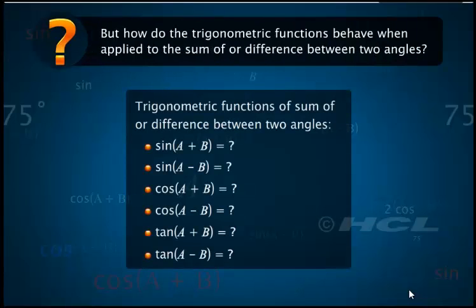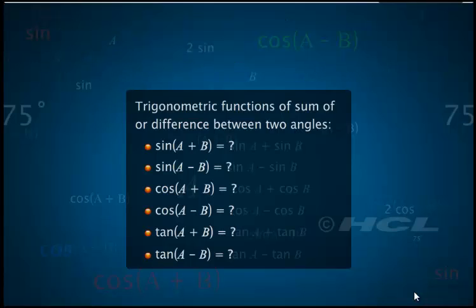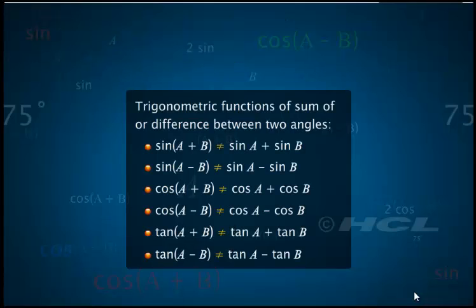But how do the trigonometric functions behave when applied to the sum of or difference between two angles? It's not simply the sum of or difference between the individual angles. Let's derive the formulae to find the values of trigonometric functions for the sum of or difference between two angles.